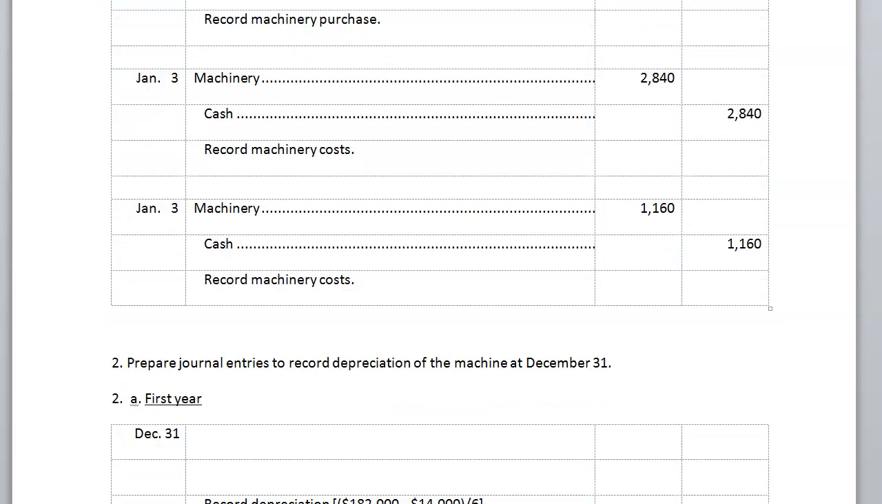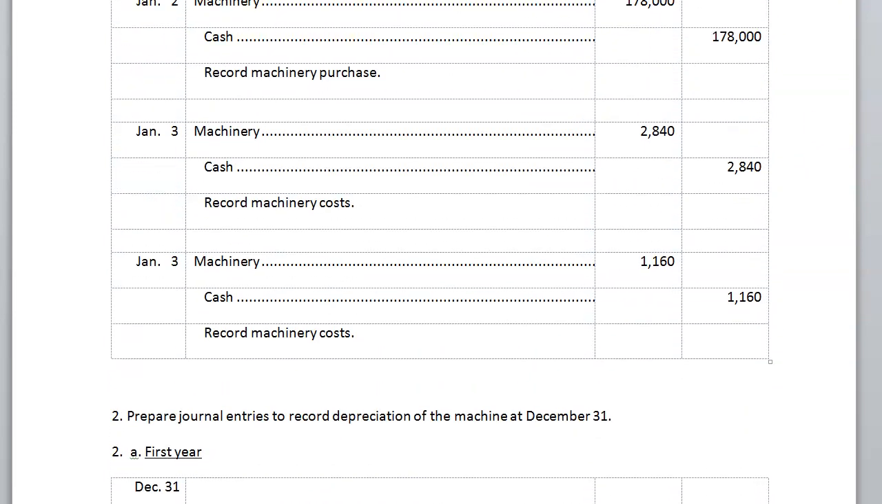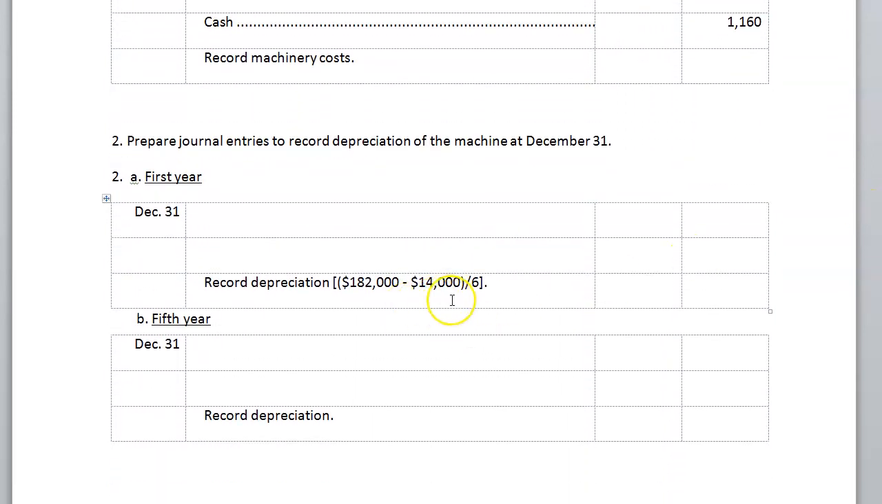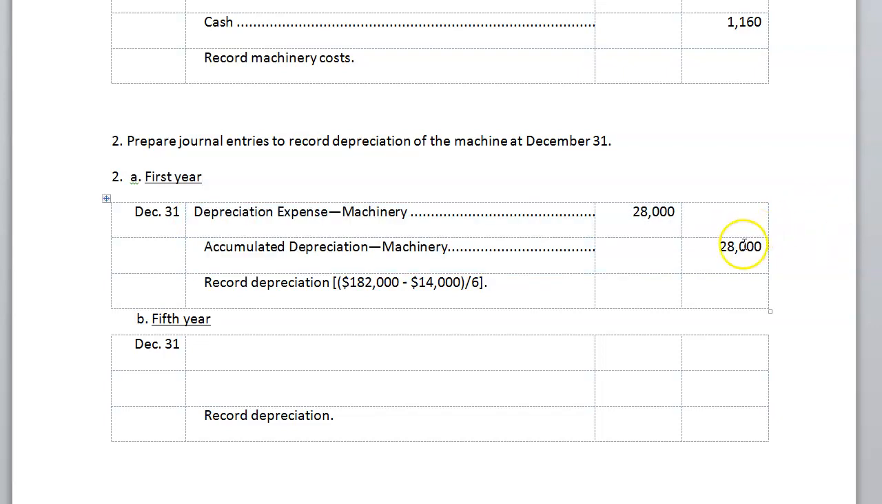Next, we're going to prepare the journal entries to record depreciation of the machinery. So if we take the $182,000 again, that's going to be adding the 3 debits to machinery. We subtract the salvage value of $16,000 and divide it by the useful life. So the annual depreciation is going to be $28,000. So at the end of the first year, we're going to record depreciation. We're going to debit depreciation expense, $28,000, and we're going to credit accumulated depreciation, $28,000.